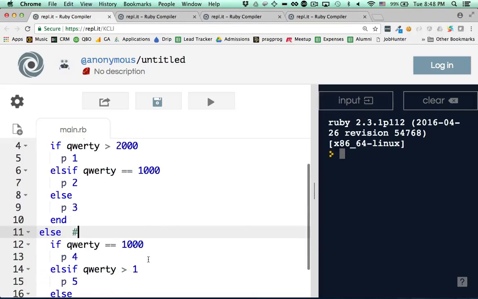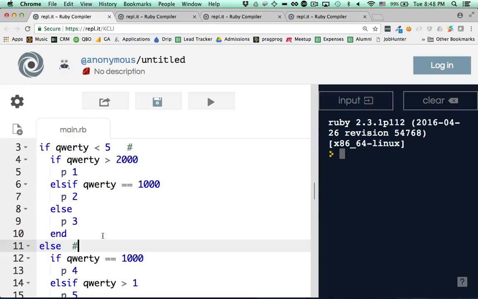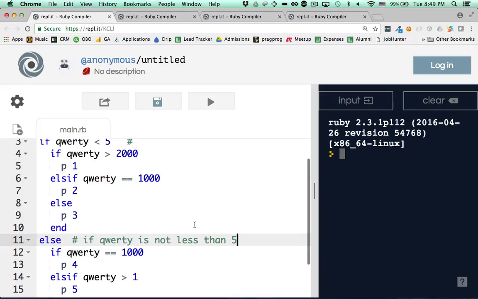Else. Okay, so this is the next line of code that gets triggered. Else if, how do you say this in English? If QWERTY, right, or is greater or equal even, right? Not greater than 5, not less than 5. Or could be equal or greater than 5. So this is the case. So what's the next line that gets triggered? 12. We move on.